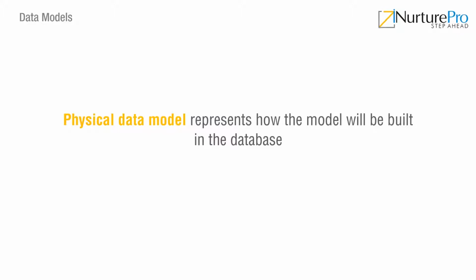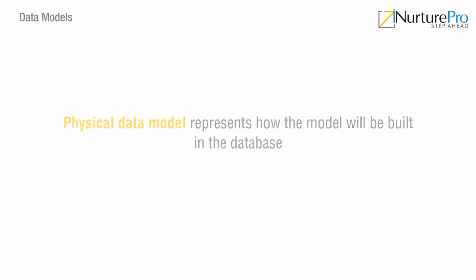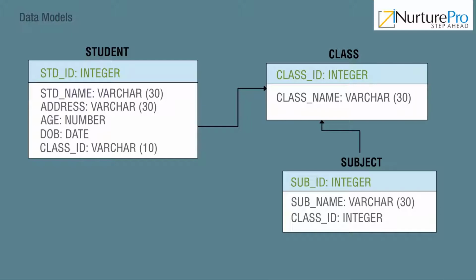It represents how the model will be built in the database. This model shows all table structures, including column name, column data type, column constraints, primary key, foreign key, and relationships between tables. The diagram on screen shows how the physical data model is designed by making use of unified modeling language diagram along with the table and its columns. In this example, the primary keys are represented at the top, and the relationship between the tables is represented by interconnected arrows from table to table.